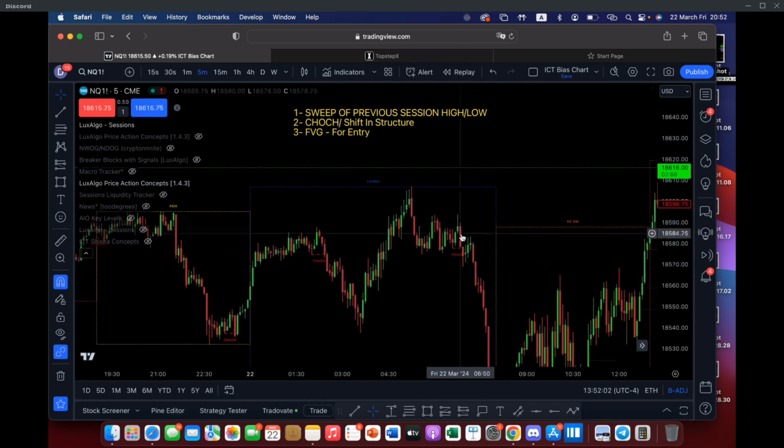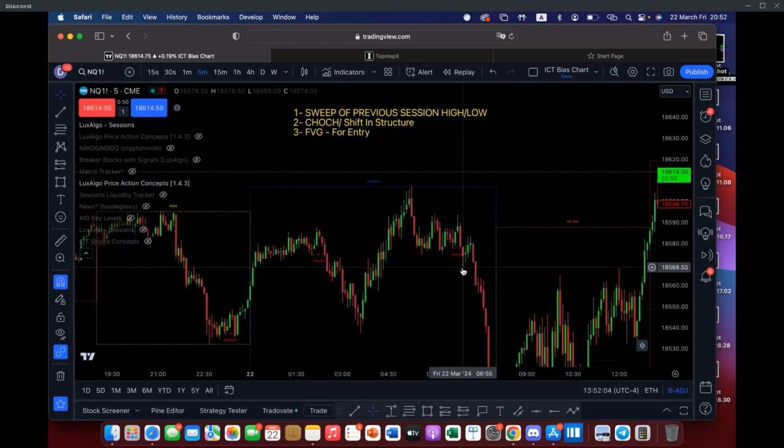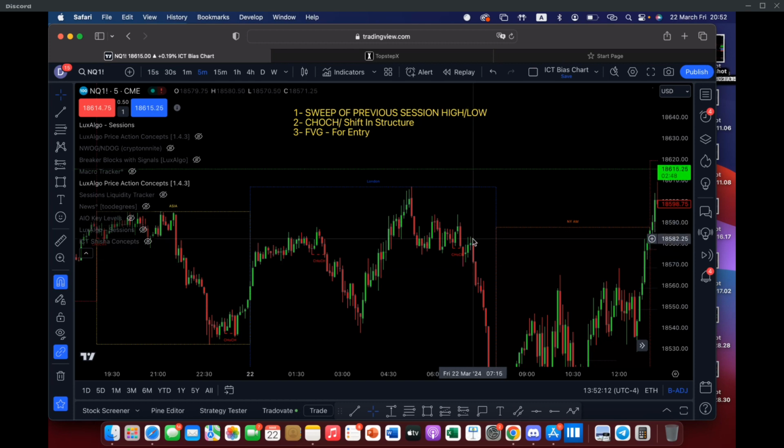Because after a big displacement like this, the market is likely to retrace into the imbalance it left behind, right? So if you enter around here, you're going to have some of these against you. It's going to go your way and then start to get scary for you. So we wait for an FVG.